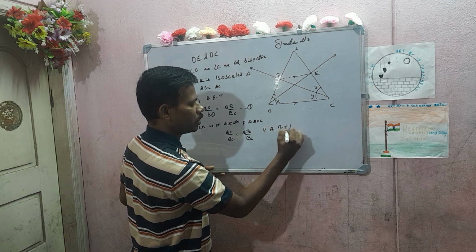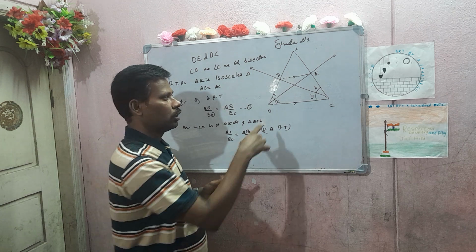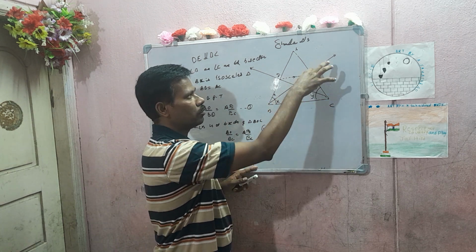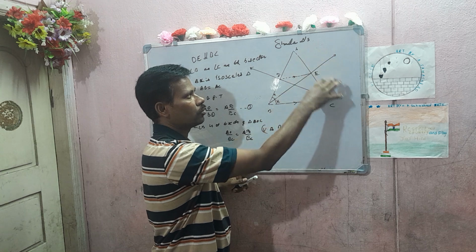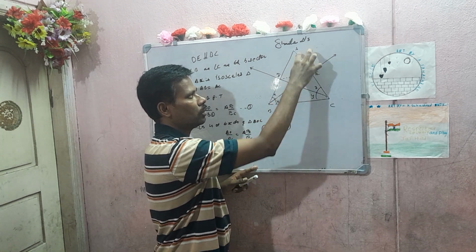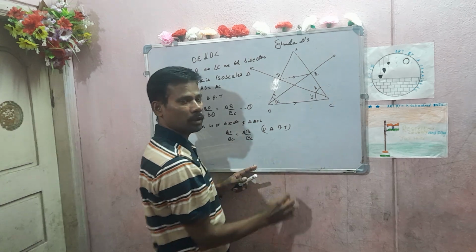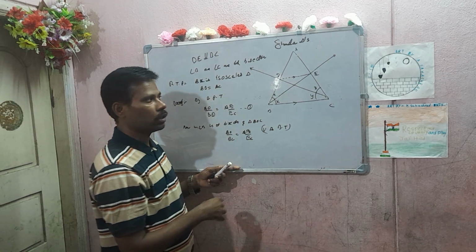The vertical angle bisector theorem, what does it state? The bisector of the vertical angle divides the base in the ratio of the other two sides. Which is the base now? If you consider this one, this is the base. So AE by EC is equal to AB by BC. That only I wrote here.